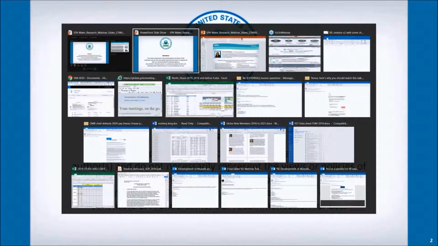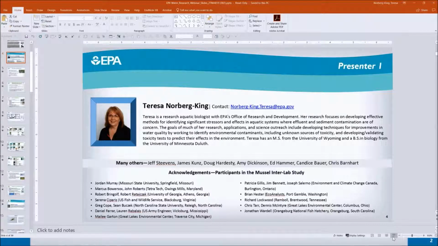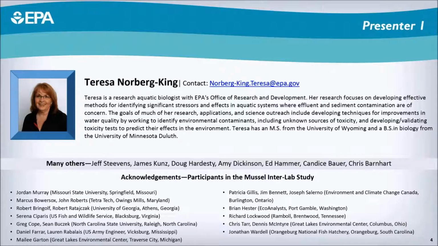There we are. I just wanted to acknowledge several of the people who have been working on this, which include Jeff Stevens, James Coons, Doug Hardesty, Amy Dickinson, Ed Hammer, Candace Bauer, and Chris Barnhart, and all of the other people that participated in the mussel interlaboratory study that Ning will talk about in the future.